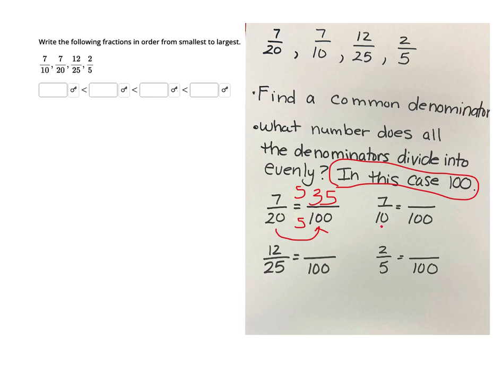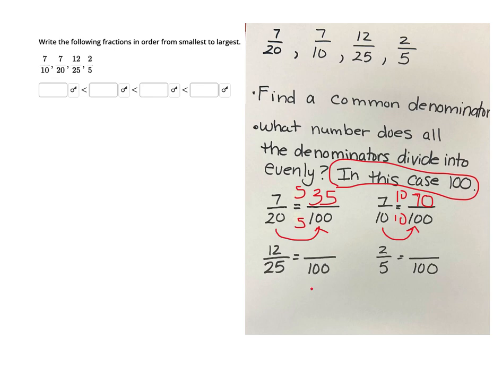Let's do the next one here. If I want to change 7/10 into something out of 100, I'm going to figure out 10 times what gives me 100, that's 10. So I'm going to do the same thing to the top. So I'm going to take 7 times 10, and that's going to give me 70. So 7 out of 10 is the same as 70 out of 100.